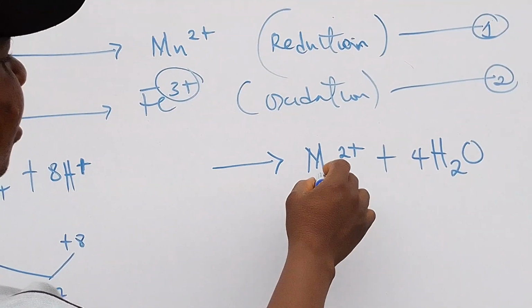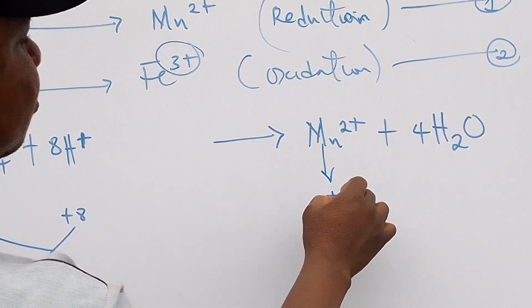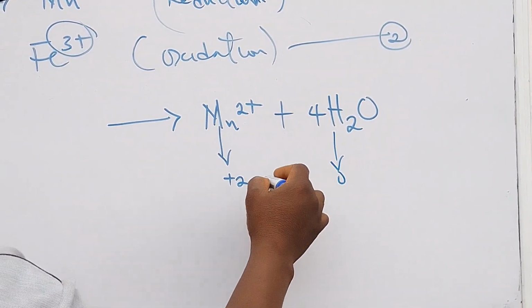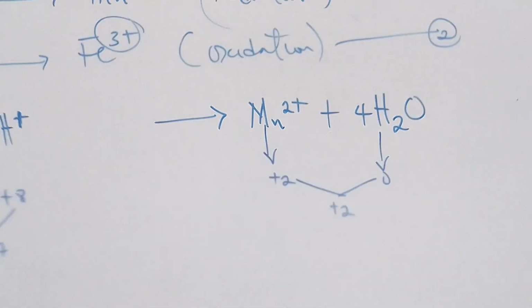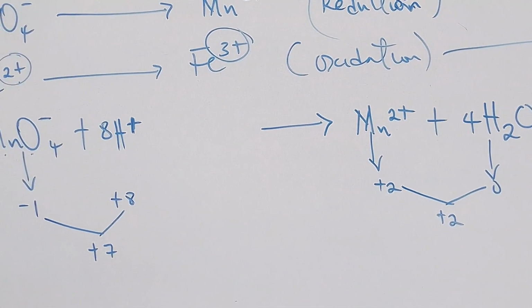Let's check the product. +2, and we have 0. There are no charges there. So everything gives us +2. The total charges are not balanced, or the ions are not balanced. So what do we need to do?